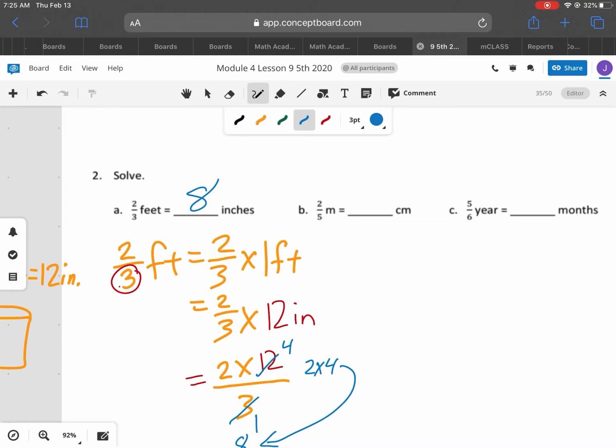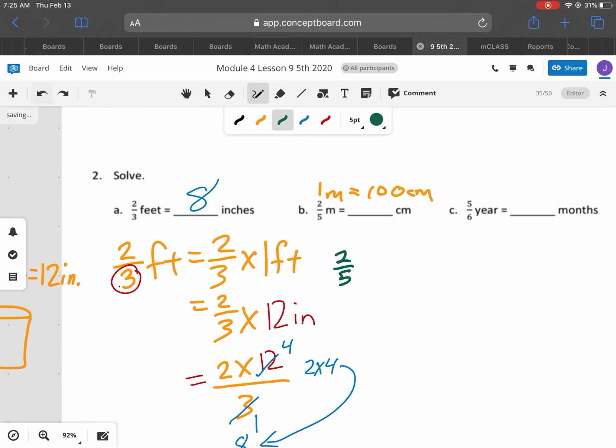All right, so we need to know the basics of all of these. We know that 2/5 of a meter, how many centimeters are in a meter? Well, we know that 1 meter equals 100 centimeters. Okay, so 2/5 of a meter is going to be less than 100, and I know that 2/5 is less than half, so I know my answer is going to be less than 50, because half of 100 is 50.